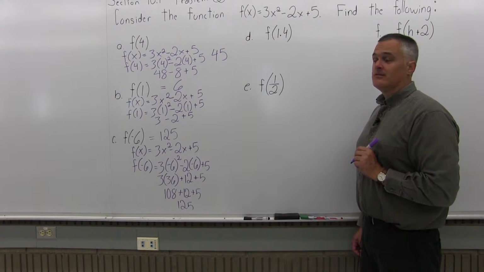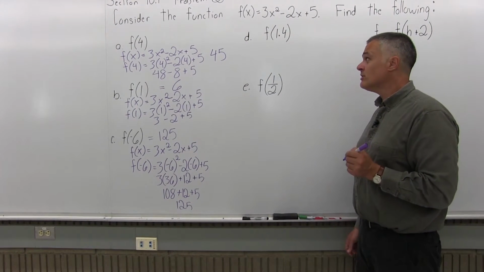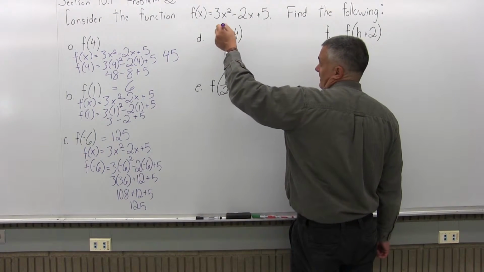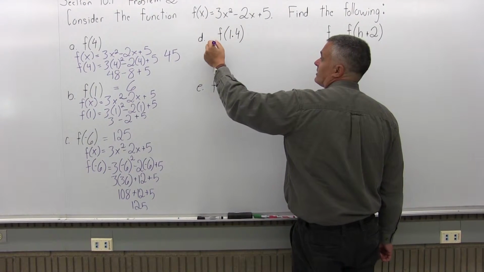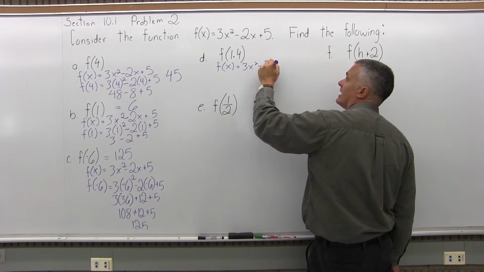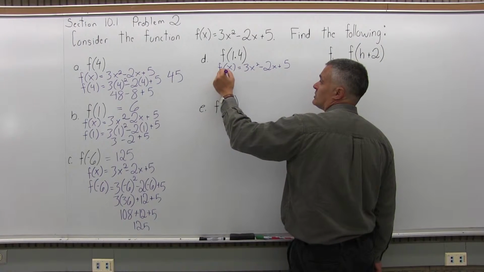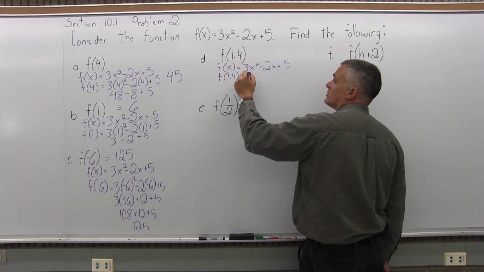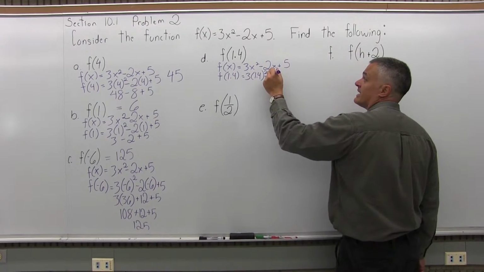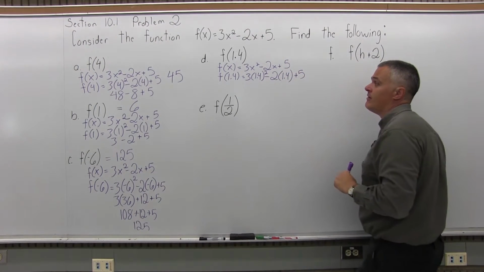Now, part D, also a little bit odd, not a negative, but f of 1.4, the decimal. Well, you can do that. Just replace every x with that decimal. So, part D, find f of 1.4. Take the original function, f of x equals 3x squared minus 2x plus 5. And wherever you have an x, replace it with the input value. In this case, 1.4. So f of 1.4 is 3 times 1.4 squared, minus 2 times 1.4, and then plus 5 on the end.